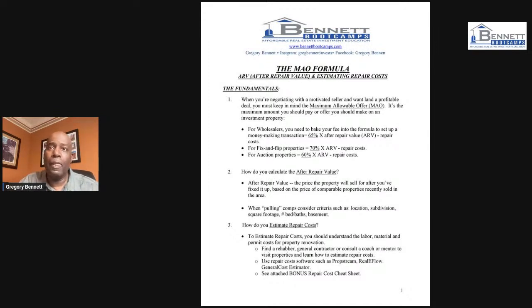Last shortcut. Repair costs. How do you calculate repair costs? Well, you calculate repair costs by having a contractor go with you to the property, a handyman, a mentor, or the cash buyer. And they will tell you, the cash buyer will tell you what they're going to buy the property for, and what the repair cost is. The contractor will as well.